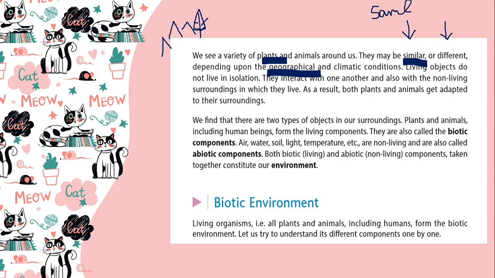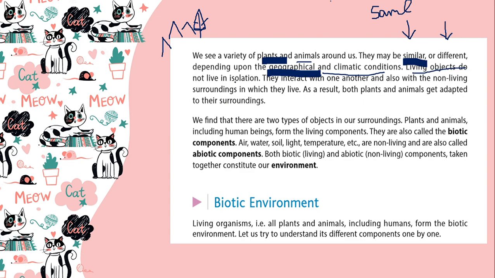And the animals in the colder regions where there is so much ice, the atmosphere there is very cold. So the animals in the colder regions have thick fur on their bodies. So geographical and climatic conditions means that plants and animals are similar or different depending upon the geographical place, like mountains, or climatic conditions, like cold or hot places.